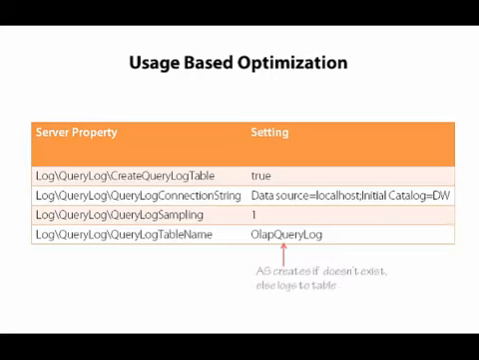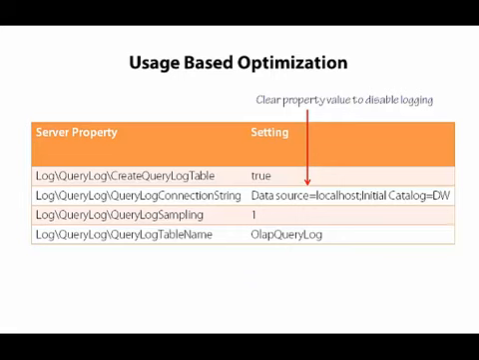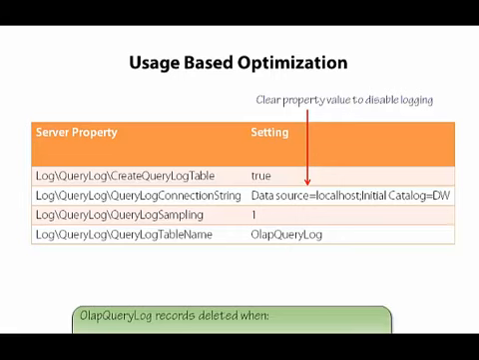Now, if we create a query log table name and it doesn't exist already, Analysis Services will create it. But if it already exists, it just continues to use that table. When we've finished capturing log data, we can clear the connection string to discontinue logging. However, if we do keep the query logging active, Analysis Services periodically deletes records from the table when we make structural changes that impact aggregation design.